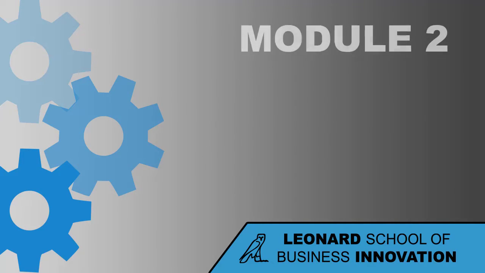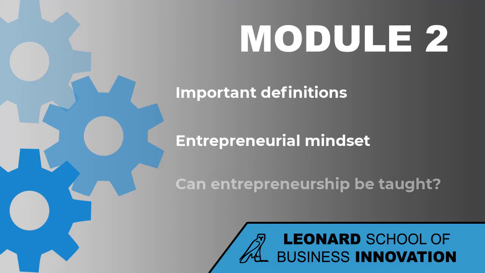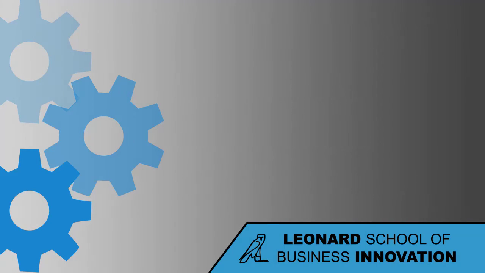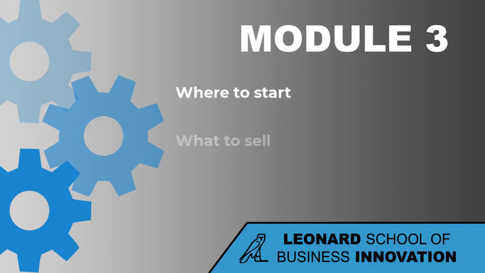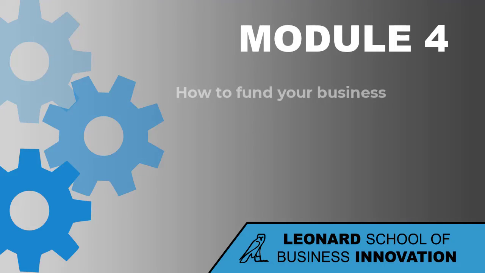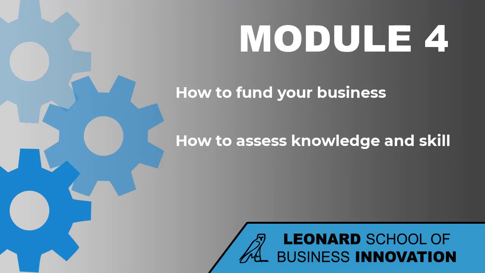In Module 2, we're going to go over important definitions. We're going to talk about the entrepreneurial mindset, and then we're going to find out, can entrepreneurship be taught, or is it just something you're born with? In Module 3, we start to get into the important stuff like, where do you start? Is there a book you should read or a course you should take? What do you sell? And then how do you test your idea? And then finally, in Module 4, we will cover how to fund your business and how to assess your skill as a business owner.